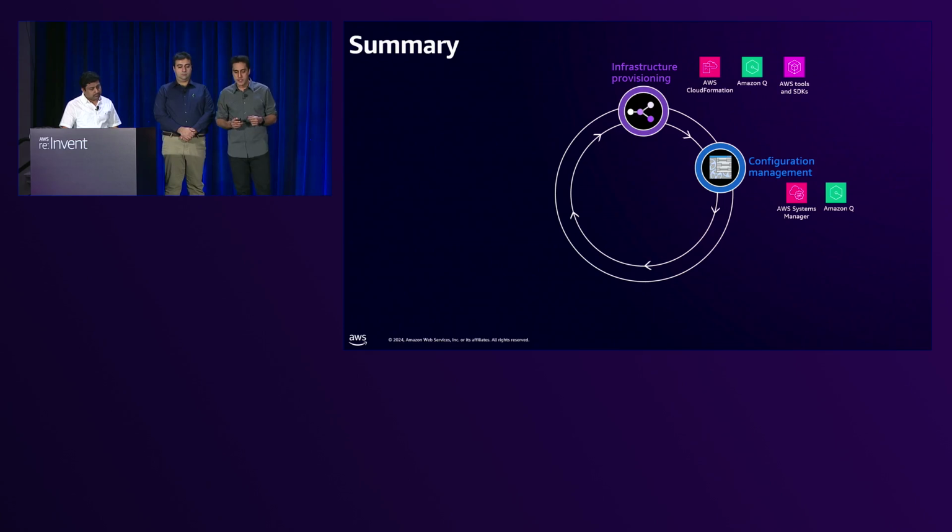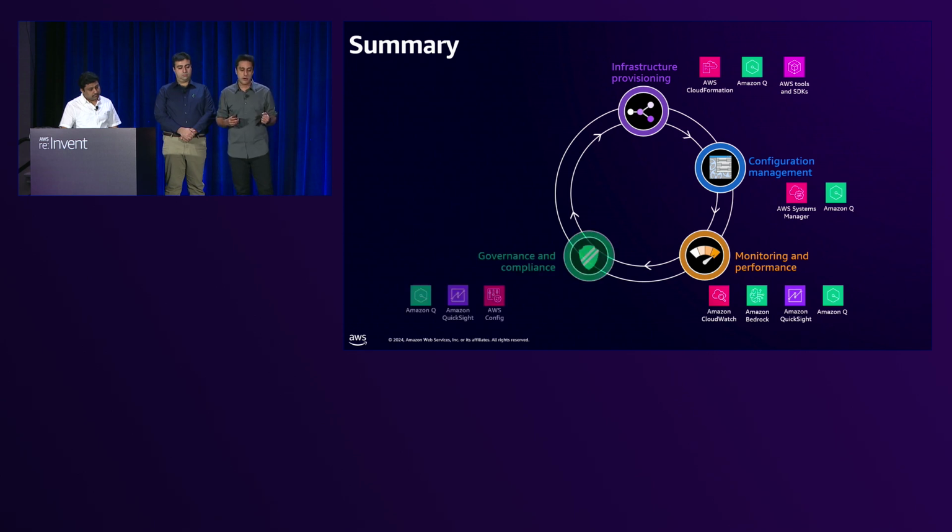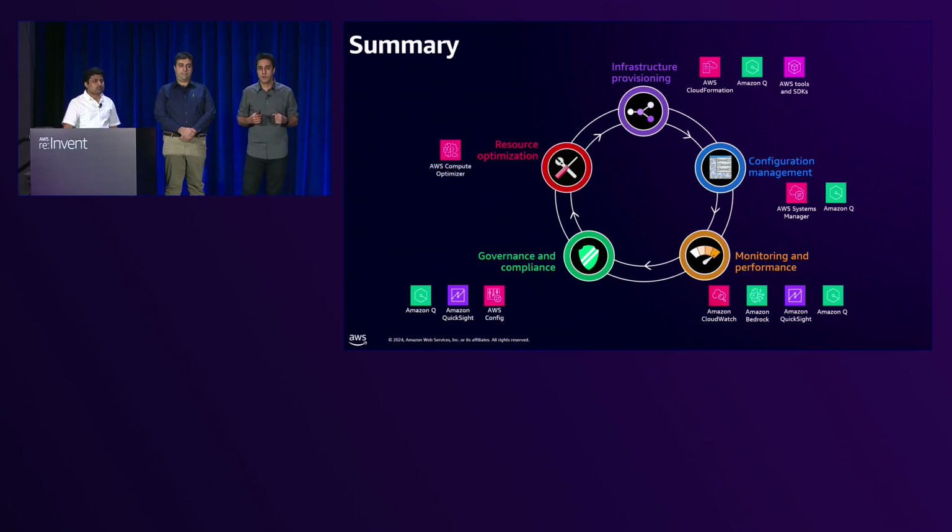Under monitoring and performance, Ravi showed you how you can use Amazon Q in QuickSight to query your logs, or automatically analyze your logs using Bedrock and CloudWatch. And under governance and compliance, we showed how AWS Config allows you to use natural language queries to see your non-compliant items, or get an inventory of your environment using Amazon Q in QuickSight and AWS Systems Manager Inventory. And under resource optimization, we covered how AWS Compute Optimizer can help you have a more efficient compute environment.